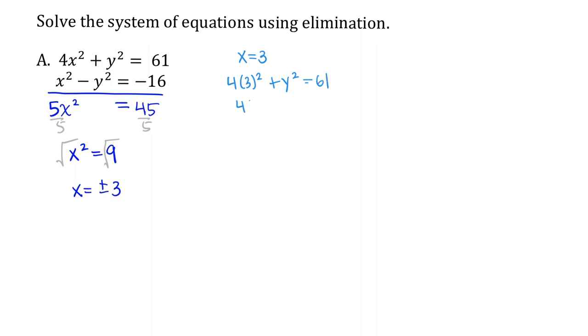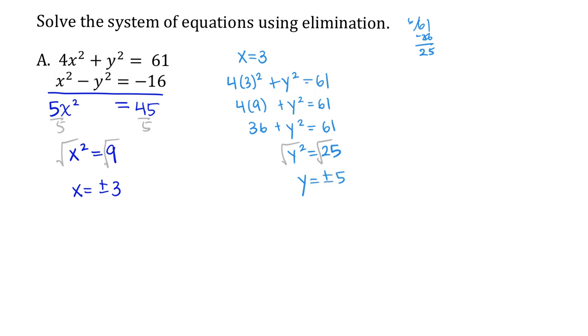Order of operations, 4 times 9. 4 times 9 is 36. Okay, what's 61 minus 36? 25. Now to cancel the squared, I need to square root it. So I get y equals positive and negative 5. So after plugging in x is 3, I got positive 5, but I also got negative 5. So I already have 2 answers.